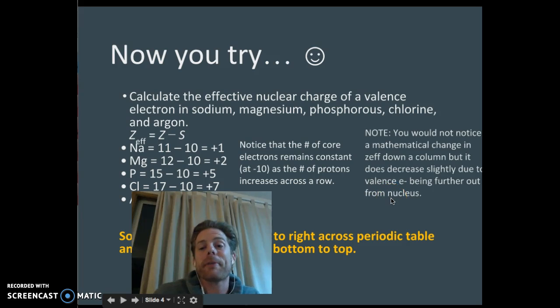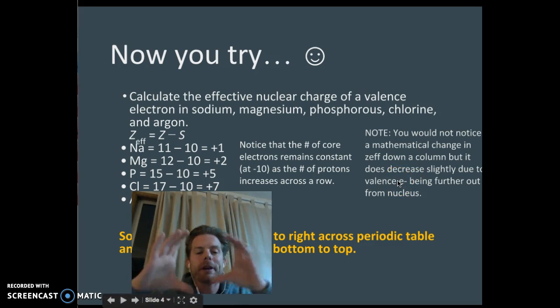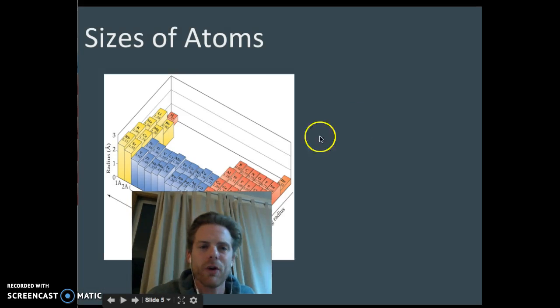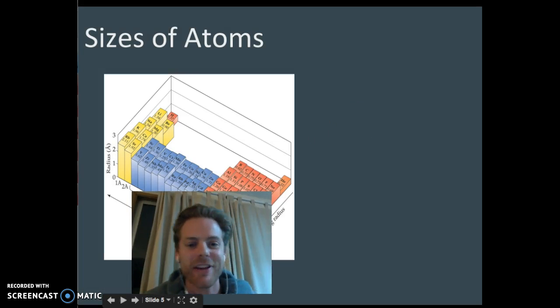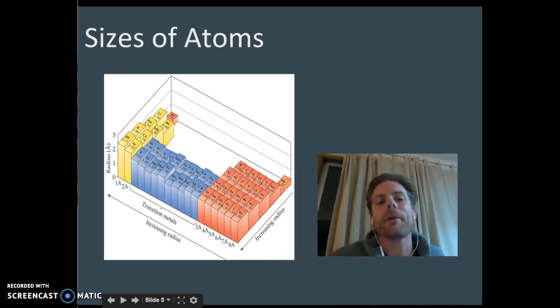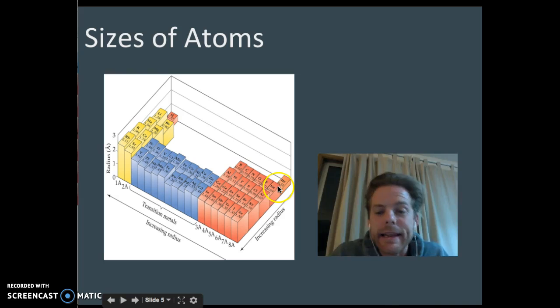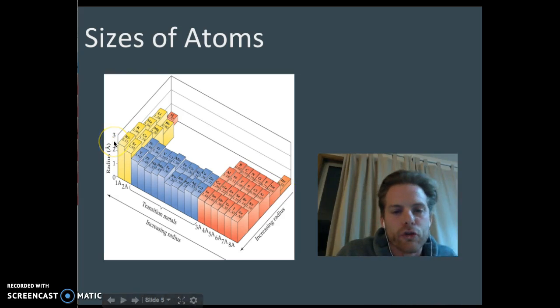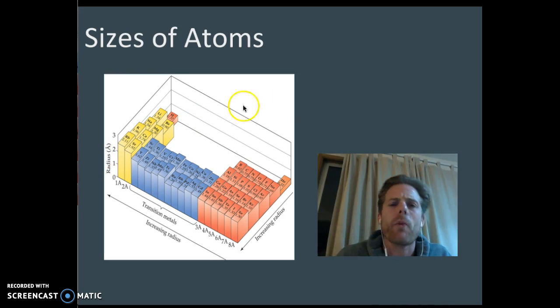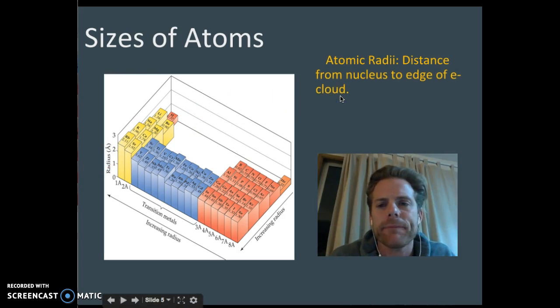You would notice a mathematical change in the Zeff down a column, but it decreased slightly due to the valence electrons being further out. And we're going to talk about radius size in just a second. Okay, this is it, radius size, just like I said. So let's talk about the size of atoms. As you can see here, helium, itty bitty little atom. Over here, super big atom. It increases going this way. Let's talk about why it's increasing, okay?